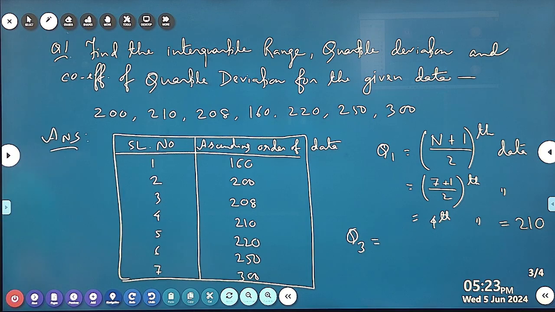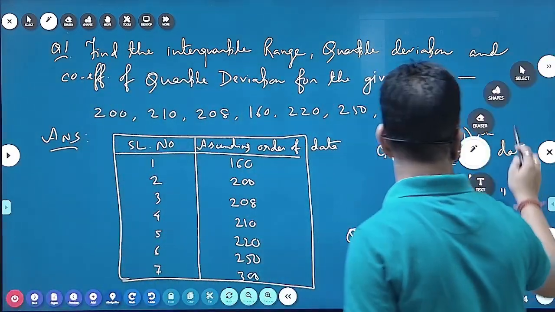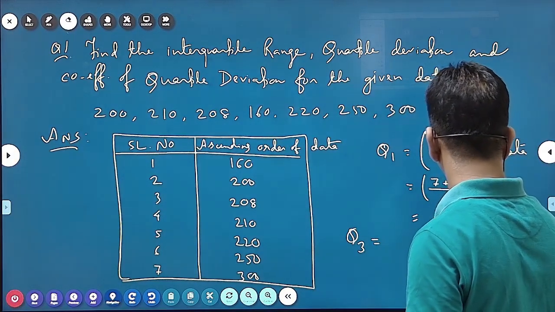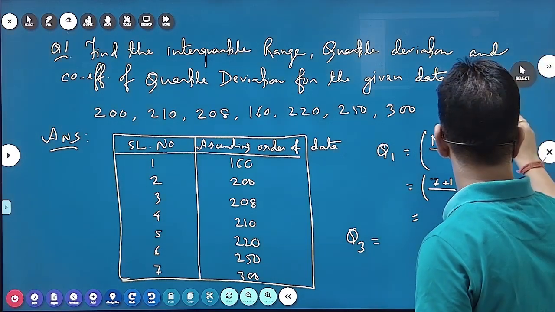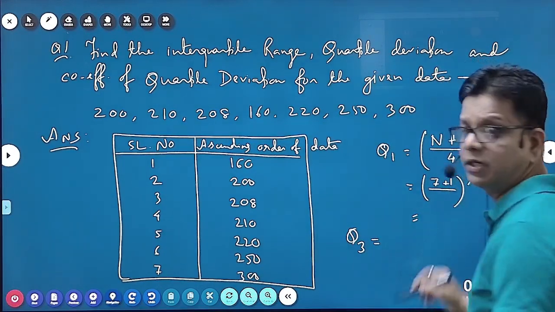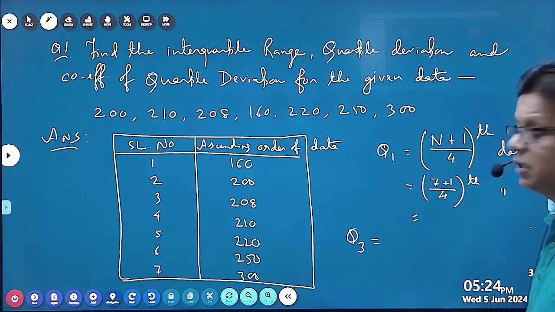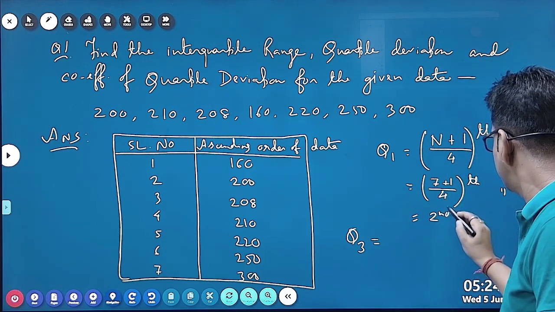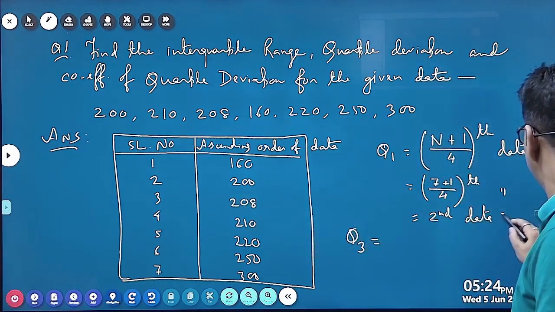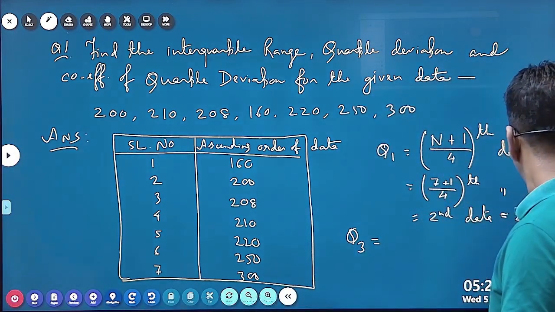Sorry. It should be divided by 4. Just a minute. Quartile, no? It should be divided by what? 4. It should be divided by 4, because it is quartile, yes or no? So divide by 4. I was wrong in that. So what will it be? 7 plus 1, 8 by 4 is the second observation or the second data. How much? The second one is 200. Okay. Please correct it. The denominator should be 4.